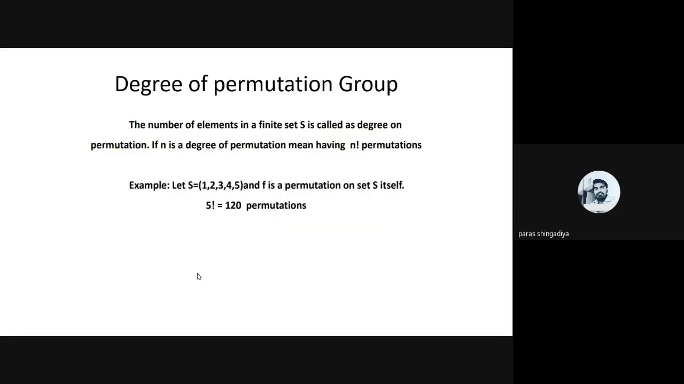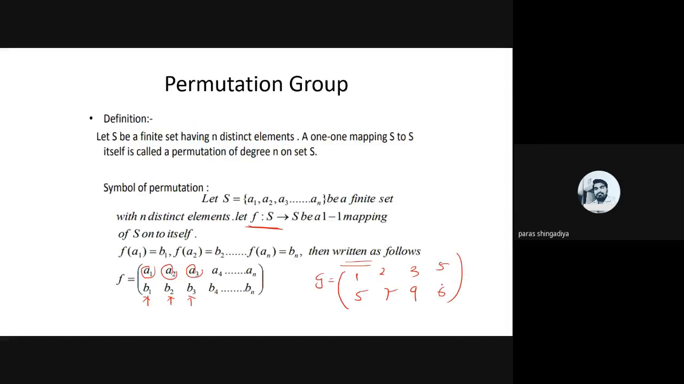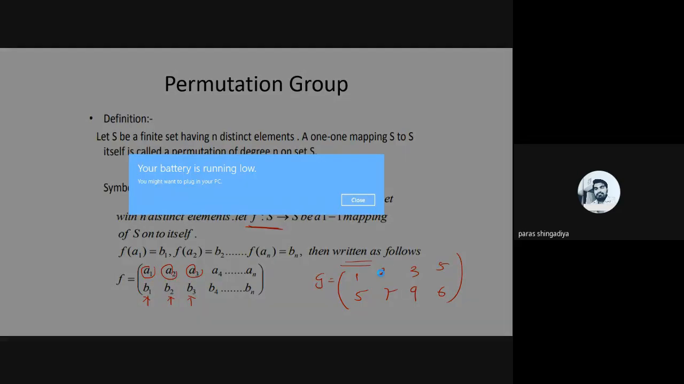And next is the degree of the permutation group. So what is the meaning of degree? The number of elements in the finite set S is called the degree of the permutation. How many elements are there? That is called the degree. If n is the degree of the permutation, it means you can create n factorial permutations. For example, in the previous one, that is 1, 2, 3, 5, and here I consider 5, 7, 9, 6. So just change the order. First consider 2 7, place it first, then after that 1 5. Clear?